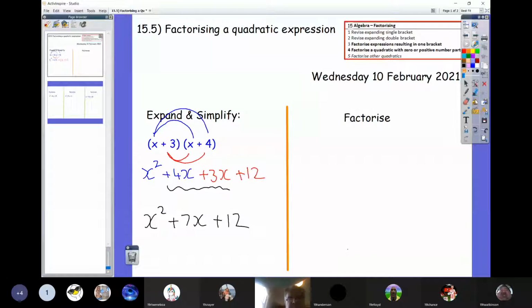Now, this is what is a quadratic expression. A quadratic expression has some x squareds in it. So where it says a quadratic expression at the top, that is what that is.